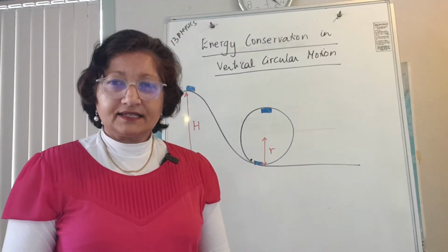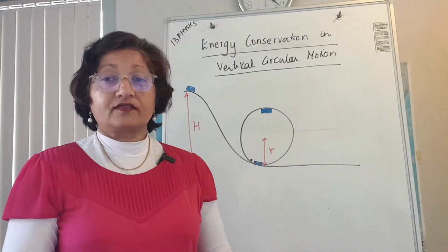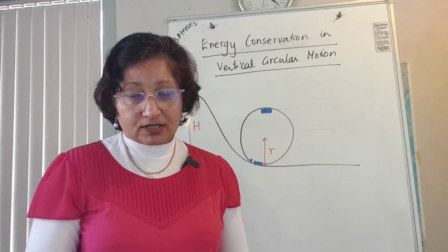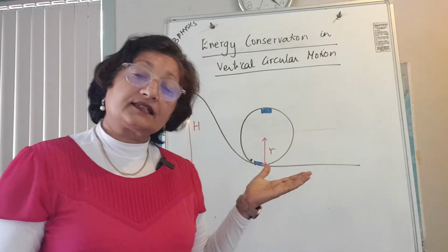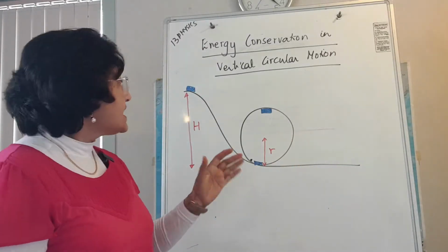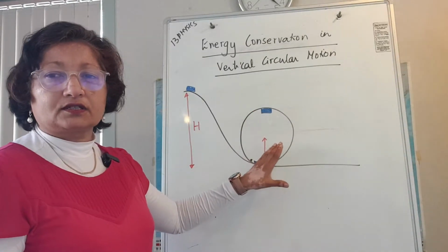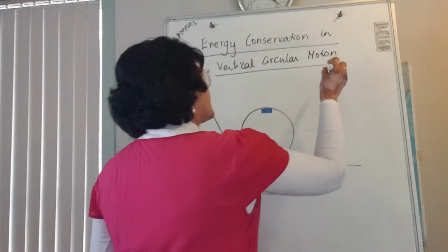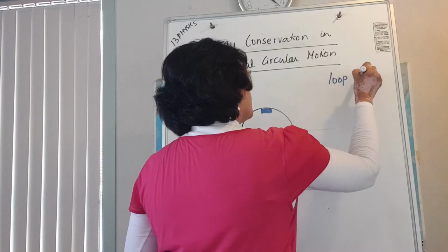Hi everybody, this lesson is about energy conservation and vertical circular motion. Let's just take the roller coaster as an example, and this part of the roller coaster is called loop the loop. So I'll just write that down. This is called loop the loop.